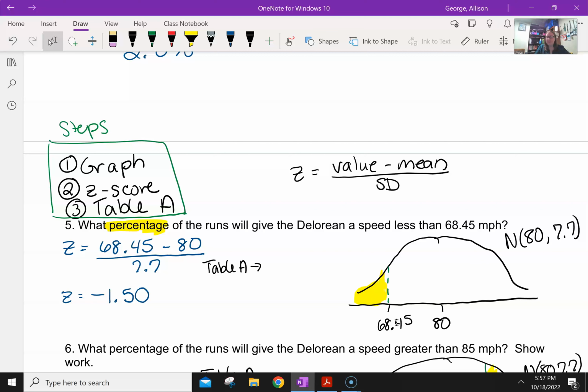So the z-score was 68.45 minus 80 over 7.7. We always need our z-scores to be 2 decimal places. If you put that in your calculator, you got negative 1.5. But if you notice, I have negative 1.50. I had to add the second decimal place in. The reason is because we now have to go to another table to look up our answer, and that answer is always to 2 decimal places. So if you don't have 2 decimal places, you need to force it, and if you have more than 2 decimal places, you need to round.